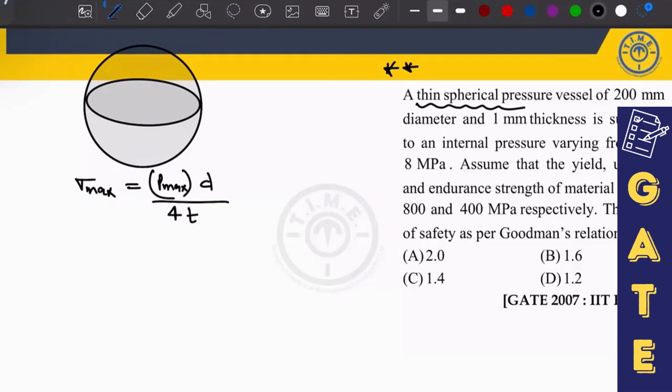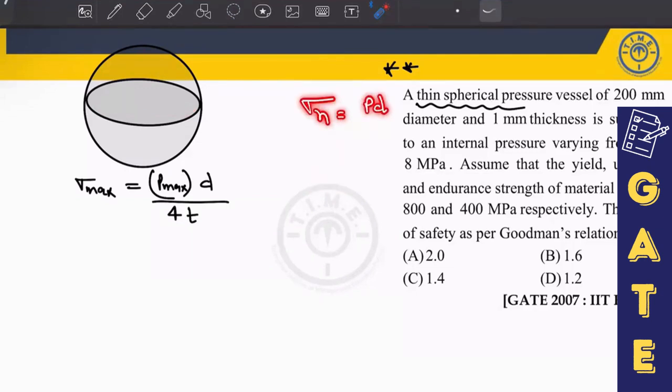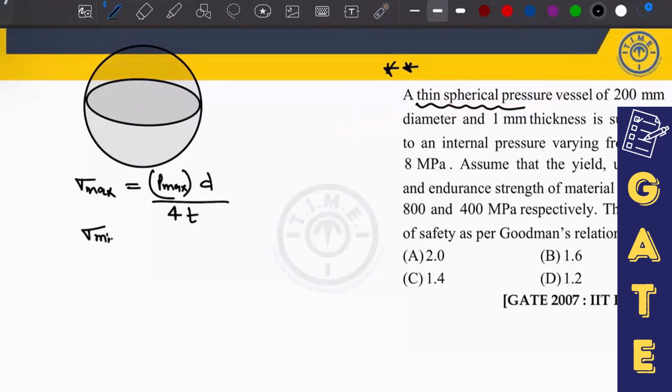So this is basically spherical stress, sorry, spherical pressure vessel, so PD by 4t for hoop stress. In the case of spherical, in all directions it will be the same. But in the case of cylindrical, what is the value of hoop stress? PD by 2t, and the longitudinal stress is PD by 4t. But they are asking for the spherical pressure vessel also. So PD by 4t, so that means for minimum stress, can I say P minimum into D divided by 4t.